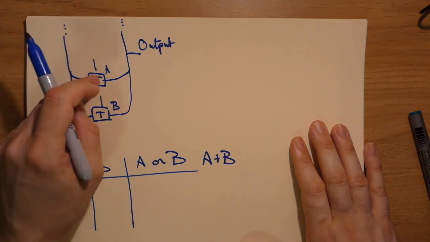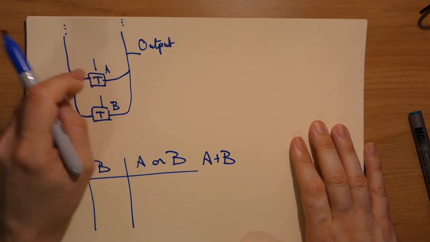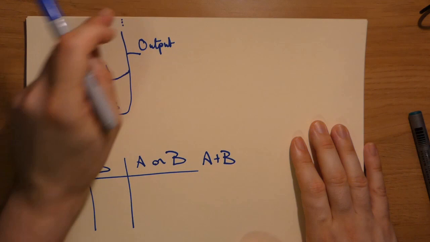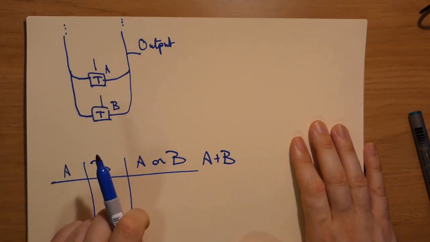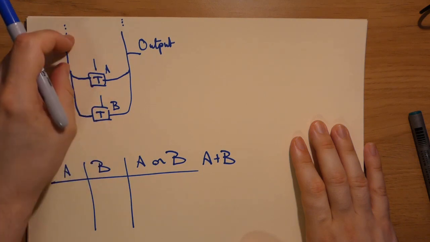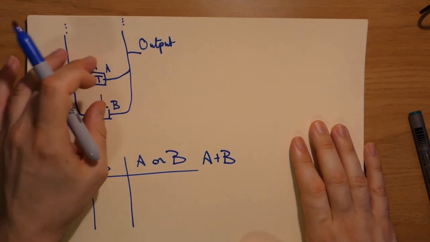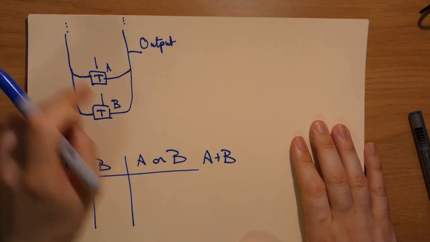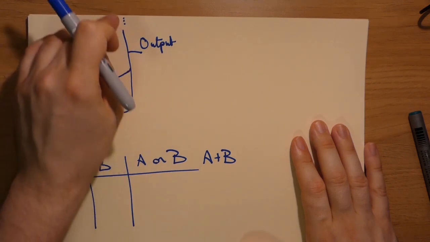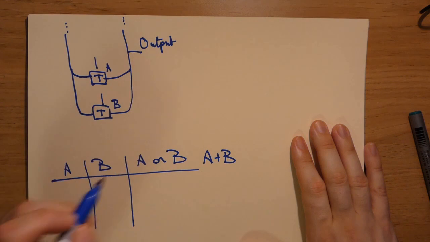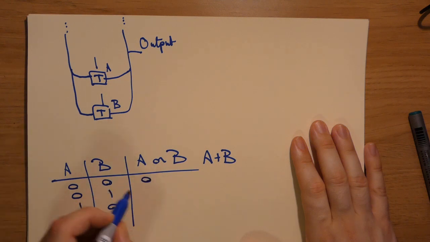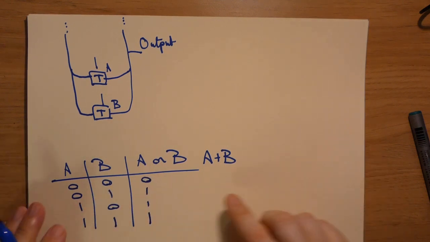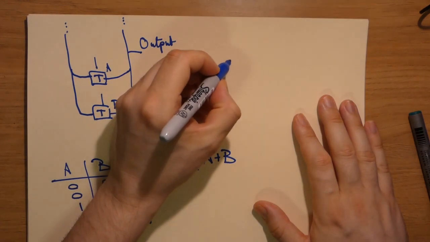So if I electrify this gate, the current will be able to get through this way. If I electrify this gate, the current will be able to get through this way. I can electrify them both. It's only if neither of them are turned on that the current won't be able to find a way through, and the output then will be 0. So again, considering all the possibilities, this is an OR gate.